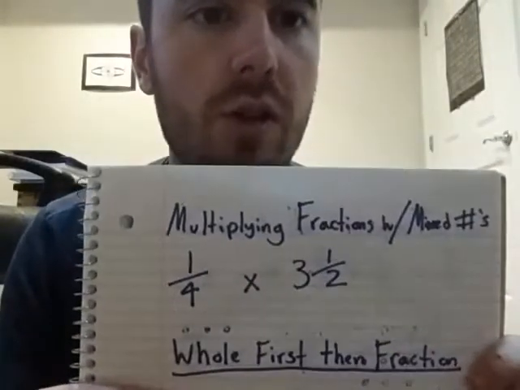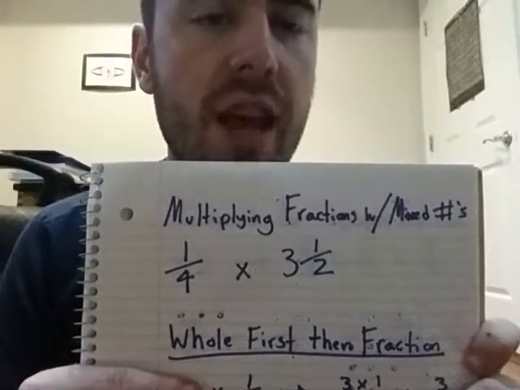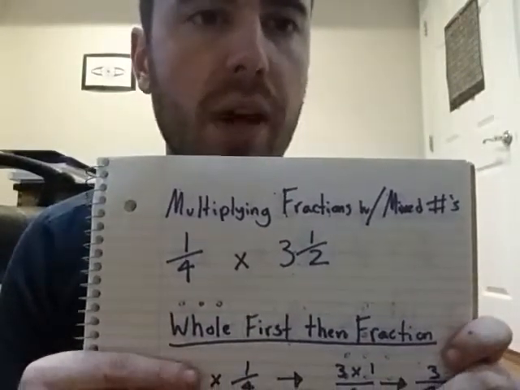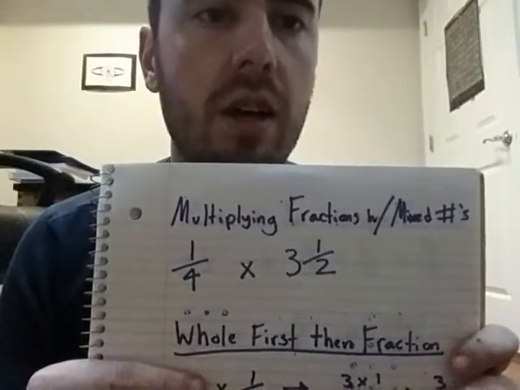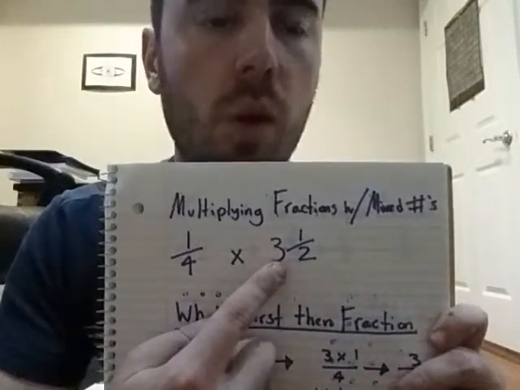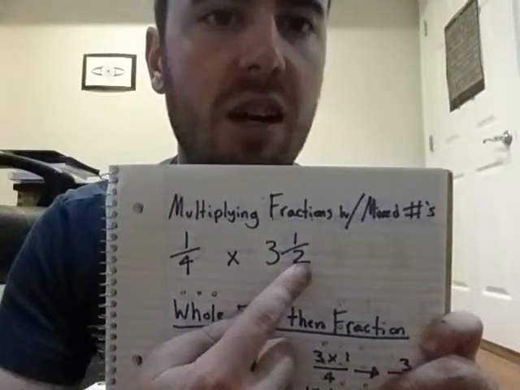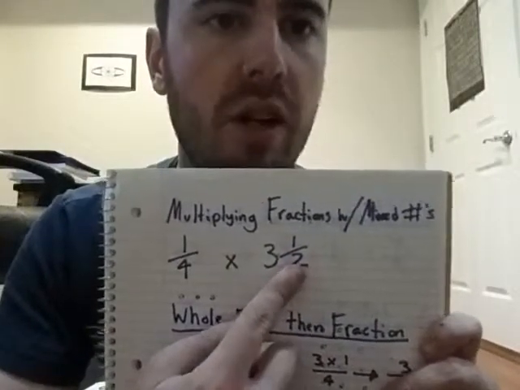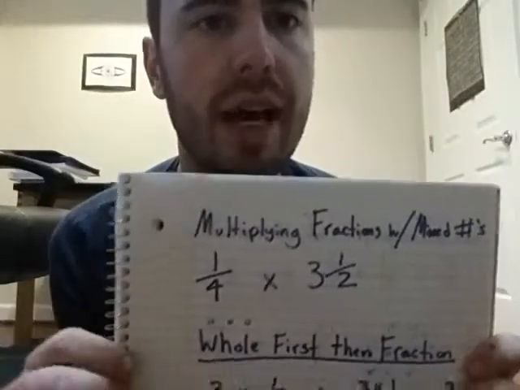So the first strategy is that you'll do the whole number first and then you'll do the fraction. You'll multiply the whole number with the fraction, and then you'll multiply the fraction. What I mean by that is you'll multiply this whole number with this fraction, and then you'll finish up by taking care of the fraction part of the mixed number and multiply it with the 1/4. So let me go over how to do that.